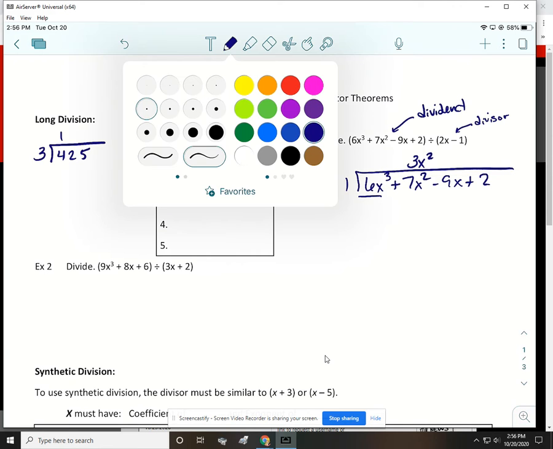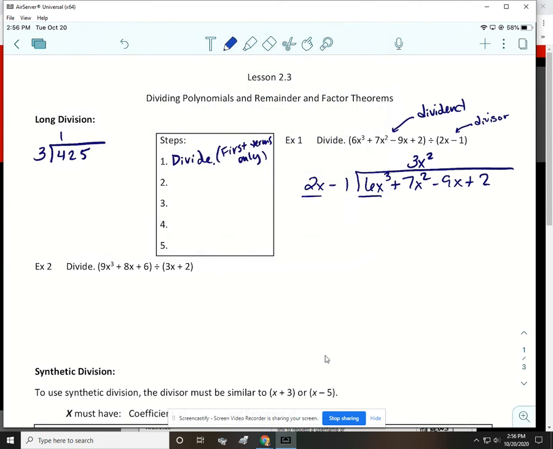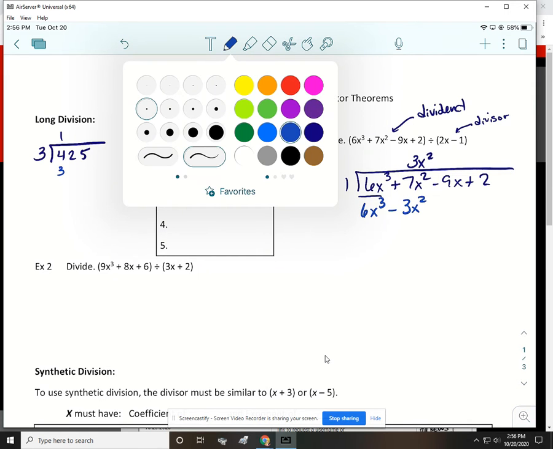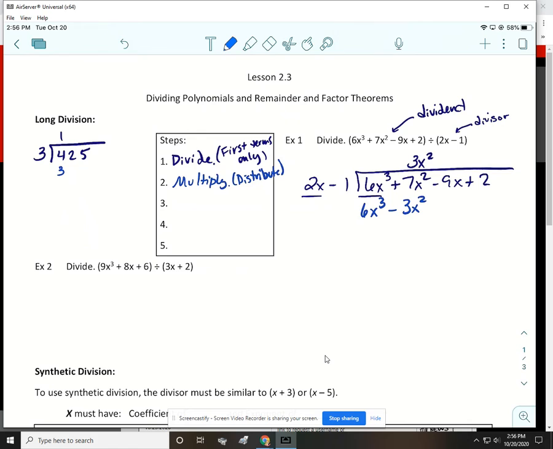Okay, so let's talk about the next step in long division. So your next step is we take that 1 and we multiply it by the 3. So we do 1 times 3, which is 3. Now, when we do that multiplication over here with the polynomial, we need to make sure that we distribute. Okay, so 3x squared times 2x gives you your 6x cubed. 3x squared times negative 1 is going to be minus 3x squared. And it's super important with the polynomials that you line up your like terms.